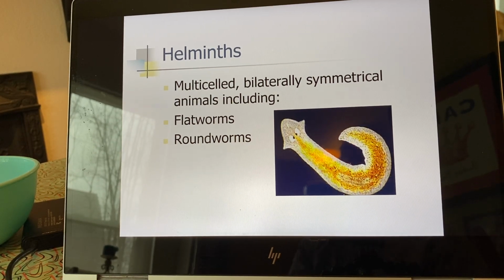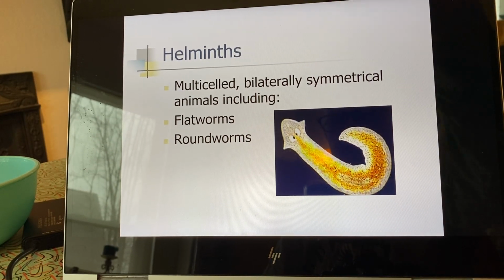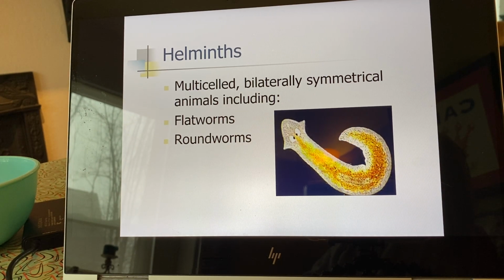Okay, so remember in microbiology, the fancy scientific word for worms is this right here, helminths. Helminths refer to any type of worm. What these have in common is they're multicellular. So the cells are eukaryotic, they have a nucleus, they're big and complex.